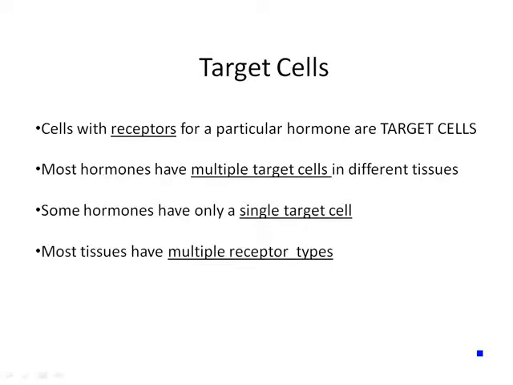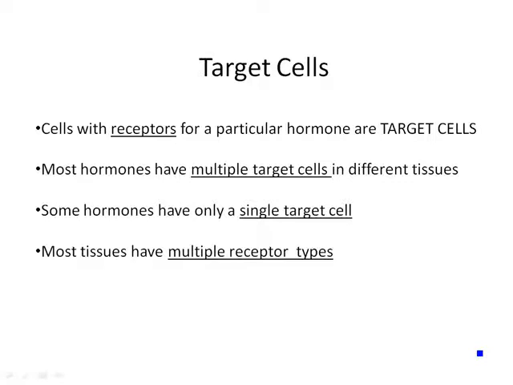Most of your hormones are going to have multiple target cells in different tissues. For example, insulin is going to go to just about all the cells in the body, and it's going to cause a response. The response that insulin causes is for the cell to uptake glucose. So one hormone can act on many, many different cells.